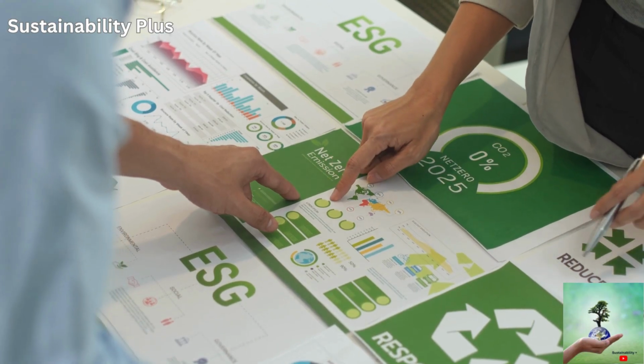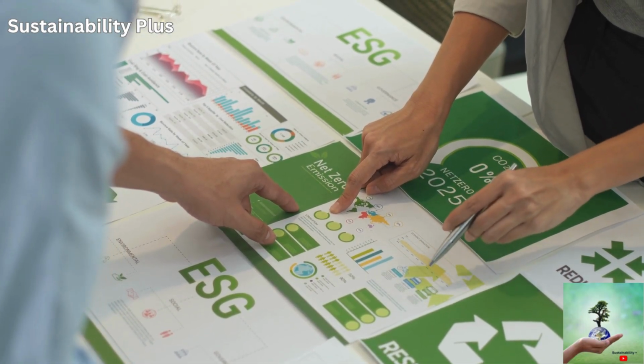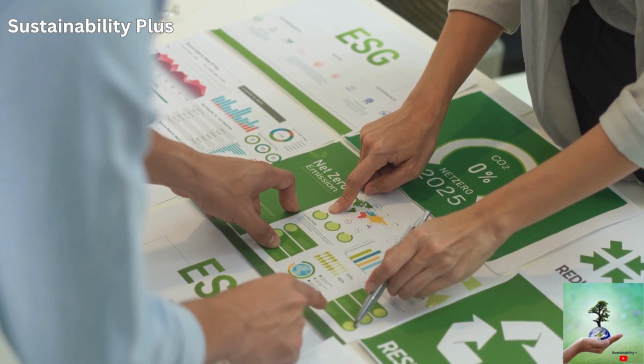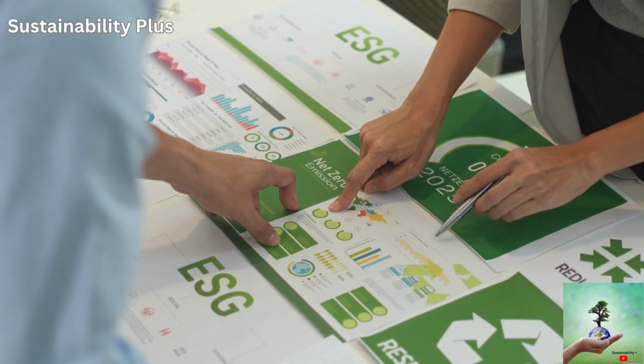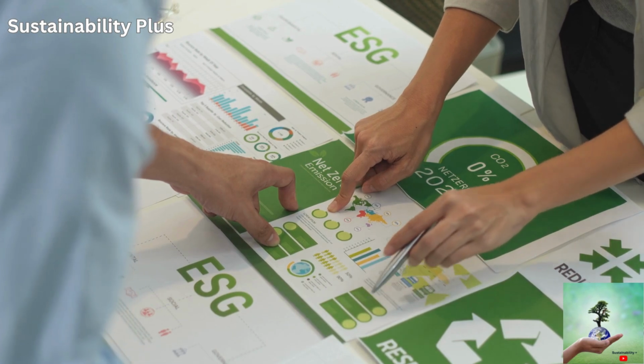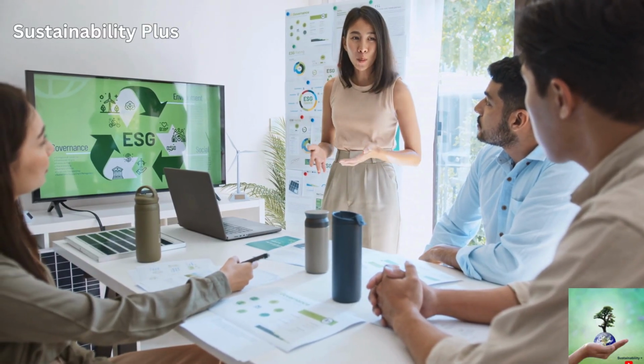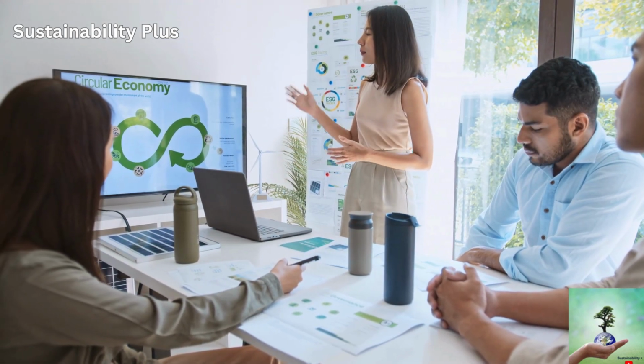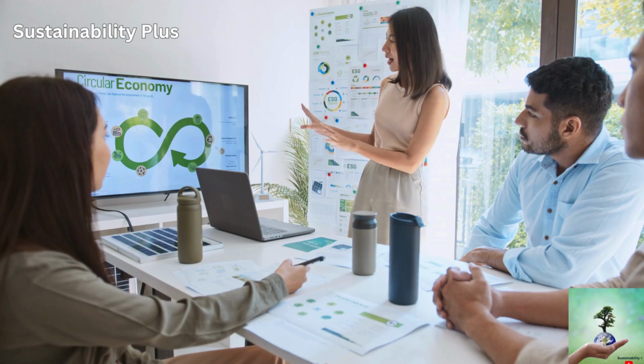What is ESG? Let's dive into understanding ESG with an easy explanation. In today's world, doing business responsibly isn't optional, it's essential. That's where ESG comes in. ESG stands for environmental, social, and governance. It's a framework which is used to assess how responsibly an organization operates across three key dimensions.